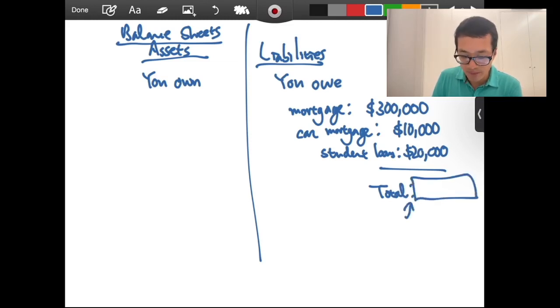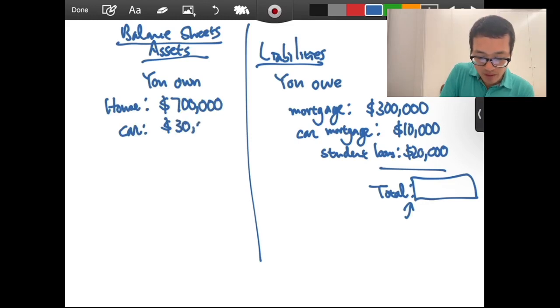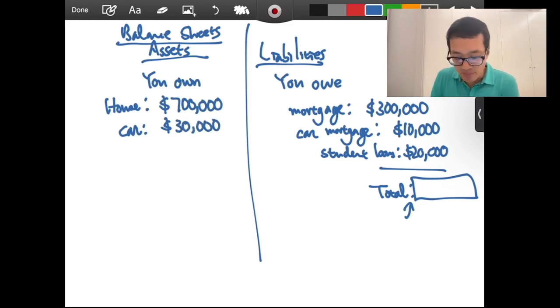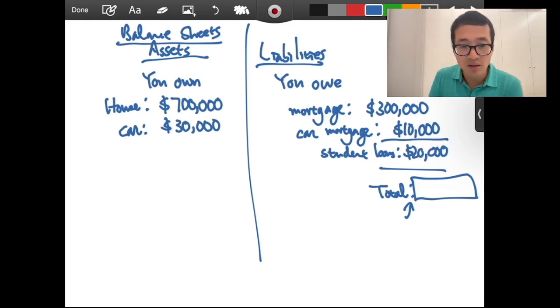So listing all of that and totaling all the liabilities you have, that's called your total liability. Okay, things that you own. So maybe you own a house, and maybe your house is worth, let's say, $700,000. Maybe you own a car, and maybe that is worth $30,000 now. Okay, but notice here that you owe a car mortgage too. But if you sold a car today, you can sell it for $30,000.